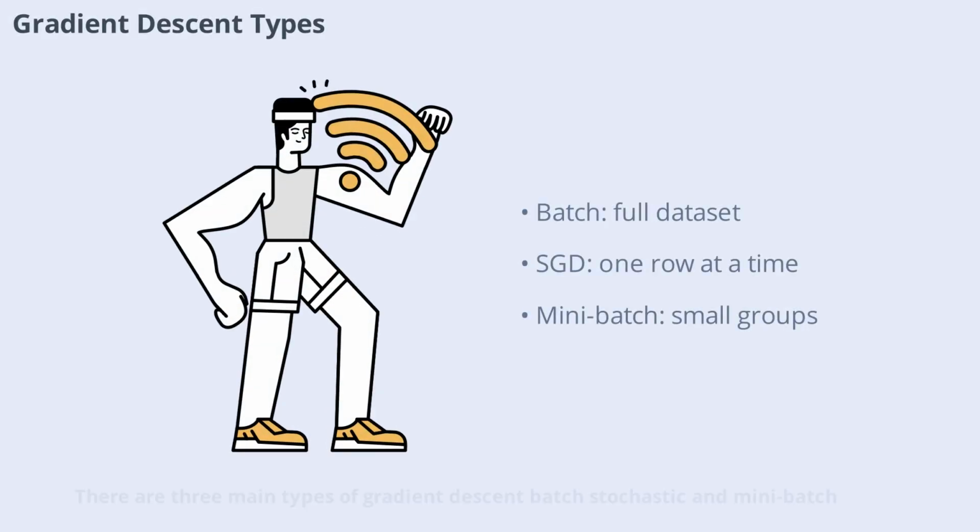There are three main types of gradient descent: batch, stochastic, and mini-batch. Batch gradient descent computes gradients using the entire dataset, which is slow and memory intensive. Stochastic gradient descent, or SGD, updates weights using one random data point at a time, making it fast but volatile. Mini-batch gradient descent strikes a balance by processing small batches, like 32 or 128 rows at once. For example, Pinterest trains image classifiers using mini-batch gradient descent to optimize speed and stability on large datasets.